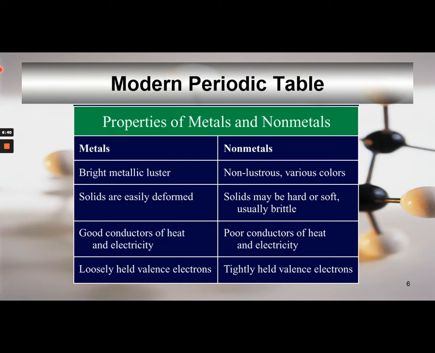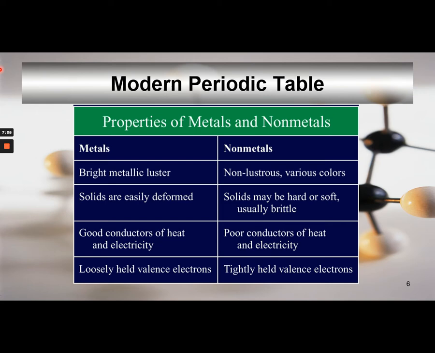Good conductors of heat and electricity for metals. Nonmetals make great insulators because they don't conduct heat or electricity very well. And the very last one is very important because we're going to use that to help us understand what an ion is later.